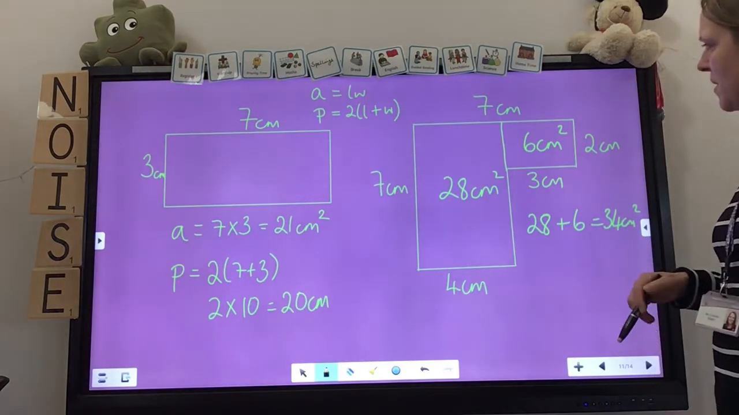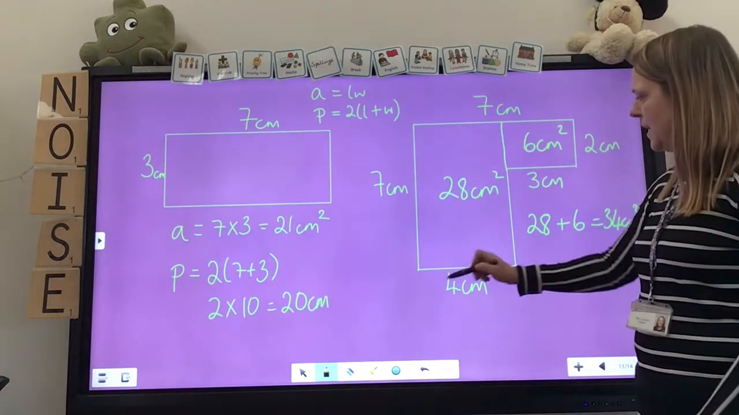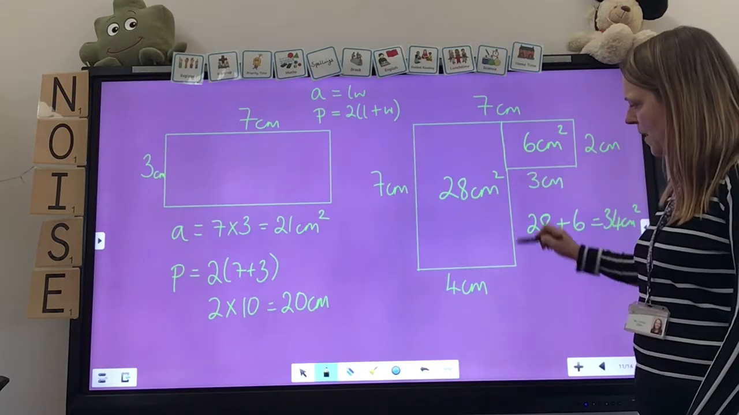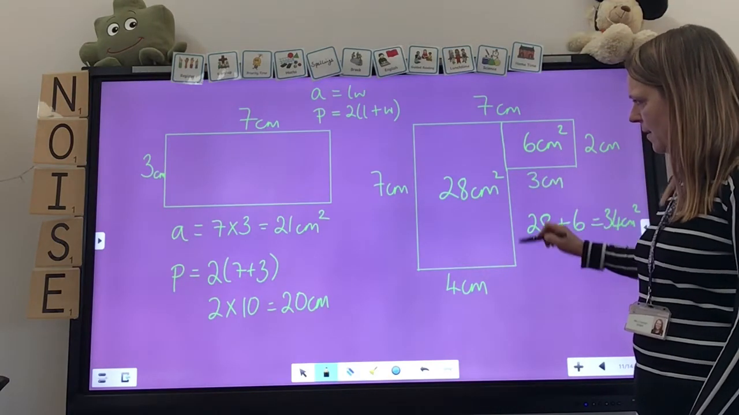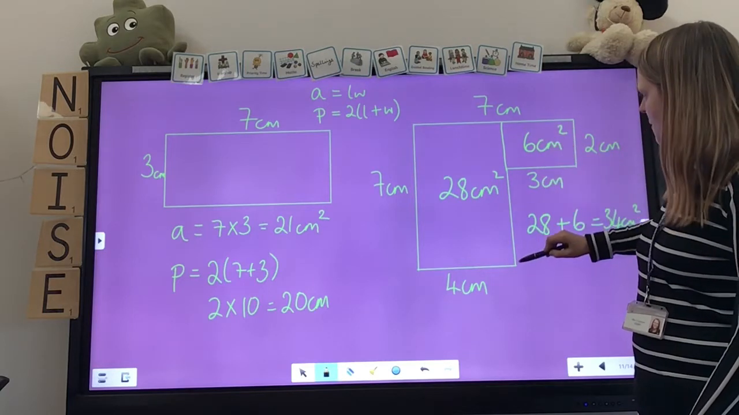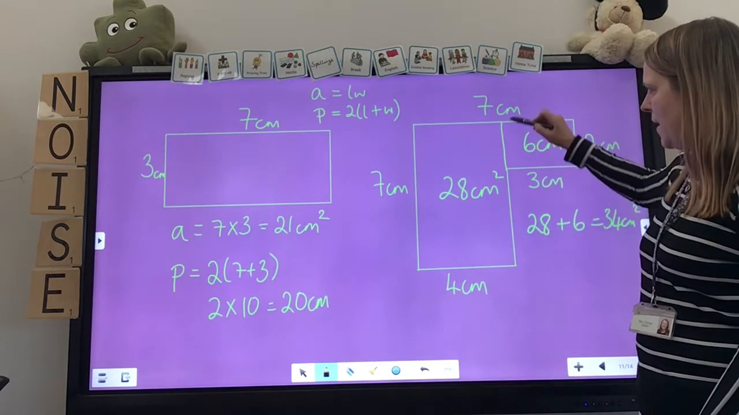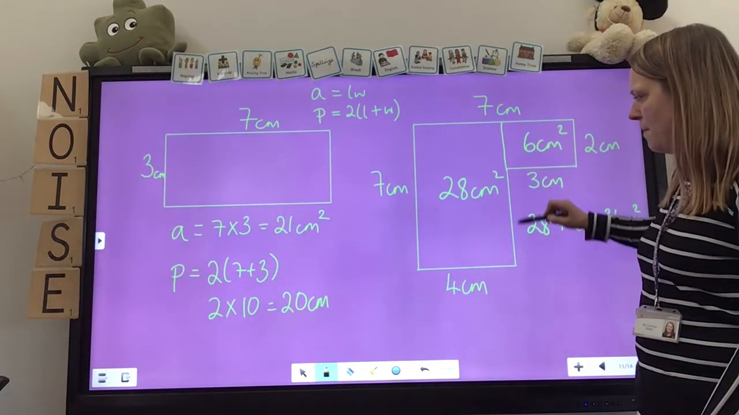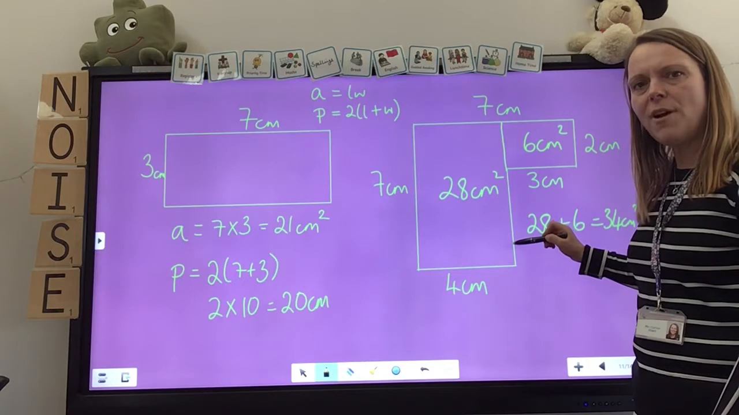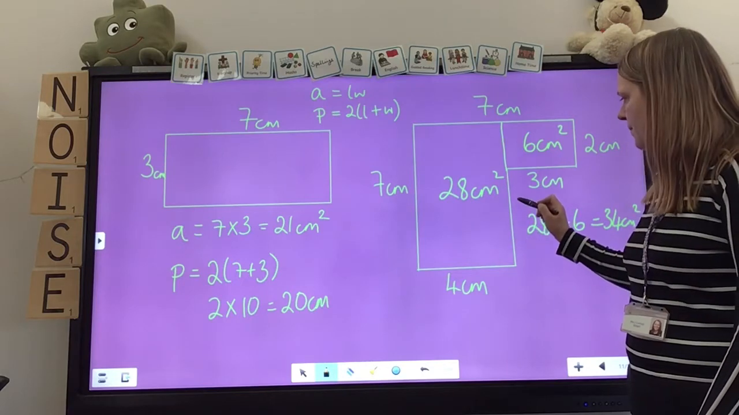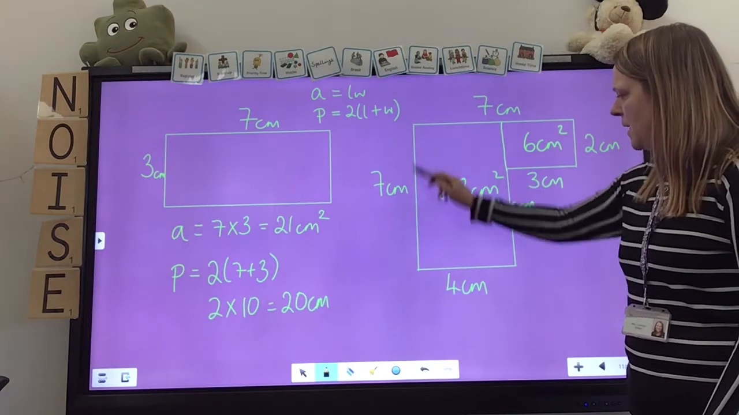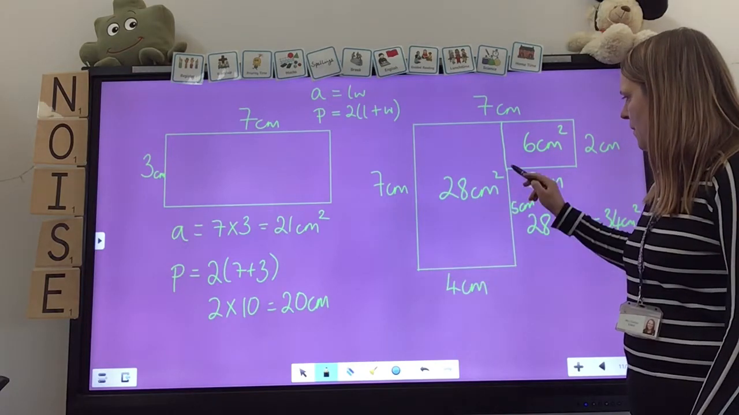And for the perimeter, I need to add up all the lengths. But I've got the same problem as I had here. I don't know what the length of that is. But if I know that from there to there is 7, and I know that that part of it is 2, what's that missing length going to be? That's right, it's 5. So that's 5 centimetres. Then for my perimeter, now I need to add up all of those lengths.